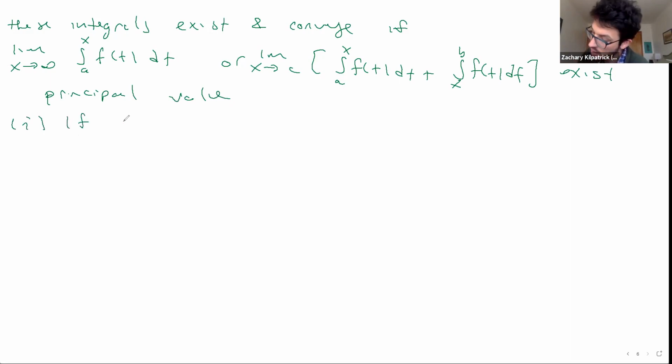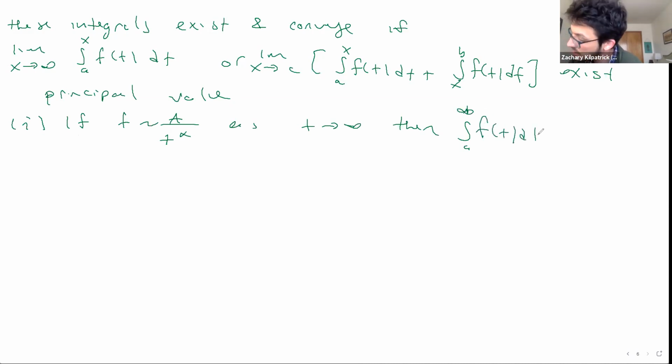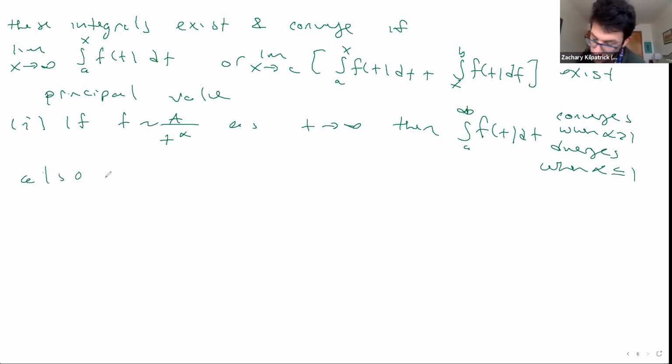Now, for instance, if f scales like a over t to the alpha as t goes to infinity, okay? Then the integral from a up to infinity of f of t dt converges when alpha is greater than 1 and diverges when alpha is less than or equal to 1, okay? Also, if f of t is much less than 1 over t to the alpha, okay, it will be convergent if alpha is greater than 1, okay?